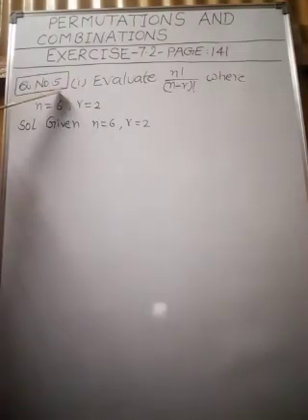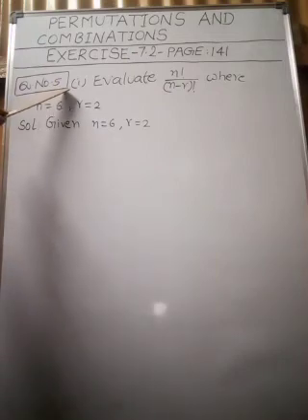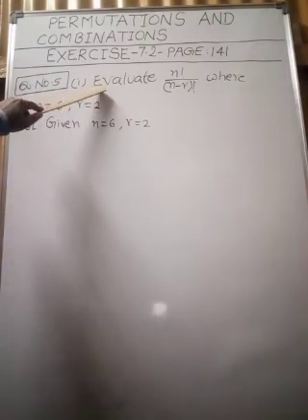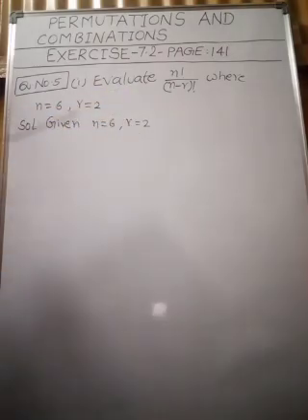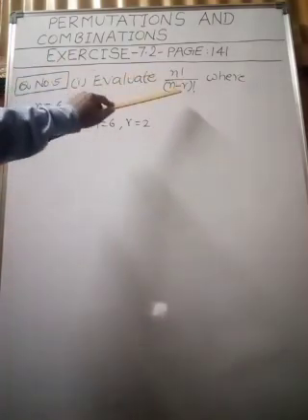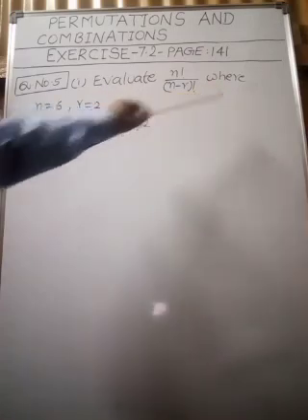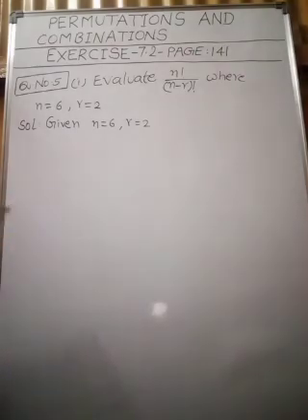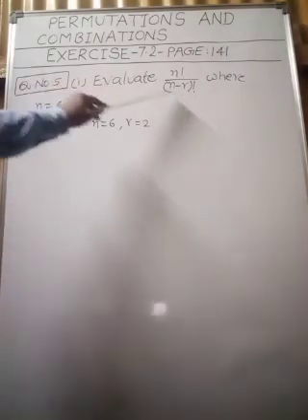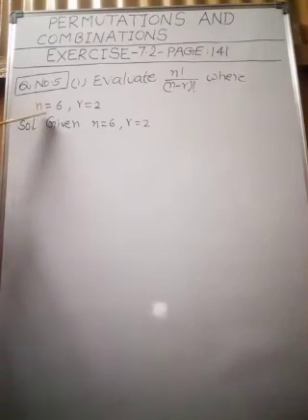Now come to question number 5. In this question number 5, there are two parts. Here I am explaining the first part of this question. Please try the second part of this question. Same as this question. Follow the same steps to find the value of the second question. Evaluate n factorial by n minus r factorial, where n is equal to 6, comma r is equal to 2. Understood this question, my dear children? We have to find the value of this expression, where n is equal to 6 and r is equal to 2. Now come to the solution.